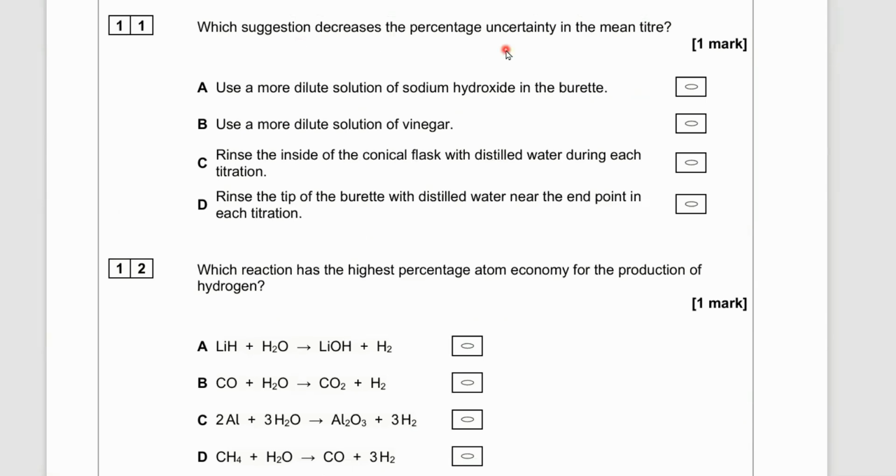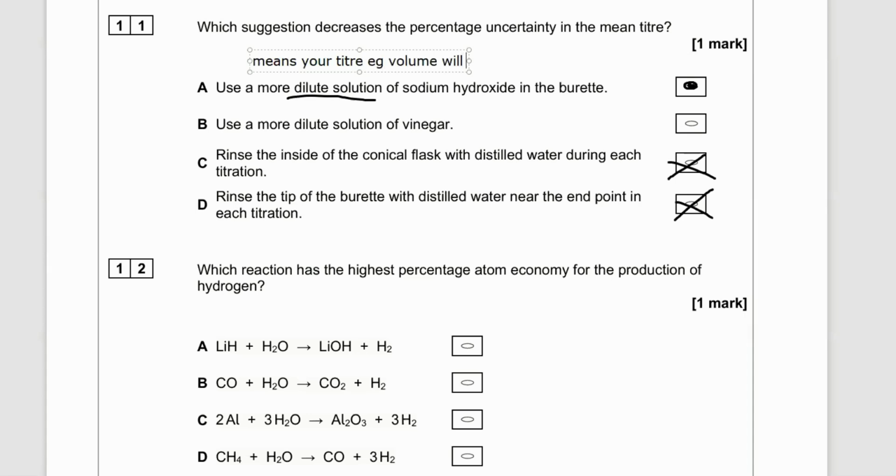Okay, question 11. Which suggestion decreases the percentage uncertainty in the mean titre? So if we use a more dilute solution of sodium hydroxide in the burette, if we use a more dilute solution of vinegar in the conical flask, rinse the inside of the conical flask with distilled water, no. Rinse the tip of the burette, no. What you want to do here is create a larger volume. That's always going to decrease the percentage uncertainty. And so we want a larger titre.